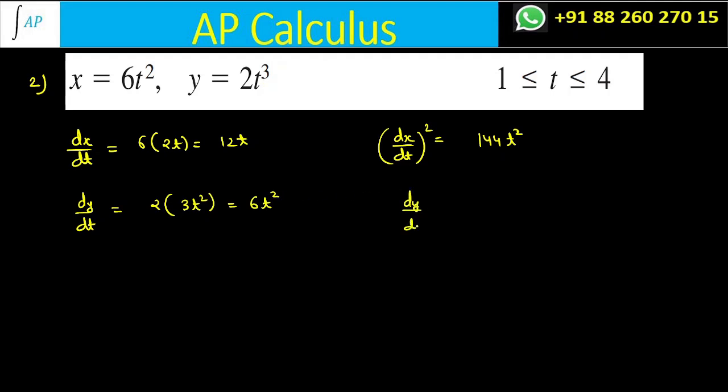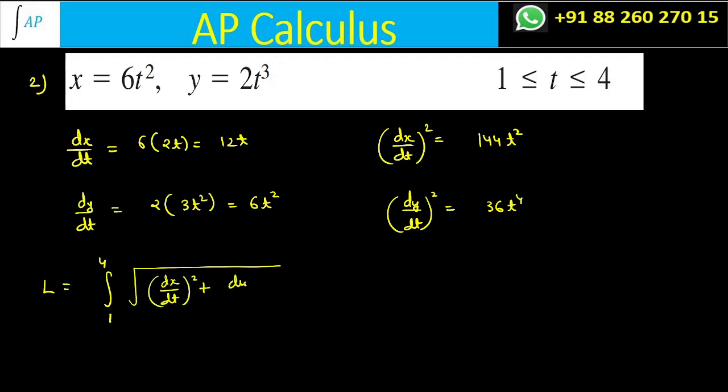Now dy over dt whole square will be, the whole square of this, 6 times 6 is 36, and this will be t power 4. So now the length of the arc will be integration from 1 to 4 square root of dx by dt whole square plus dy by dt whole square.